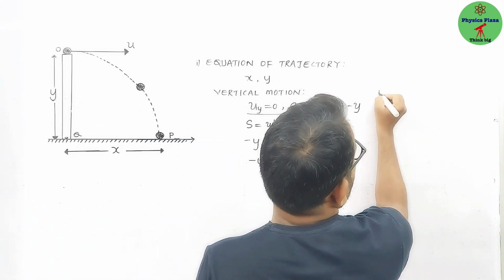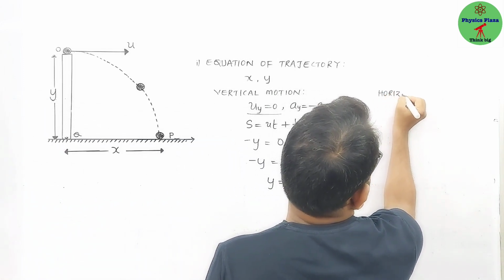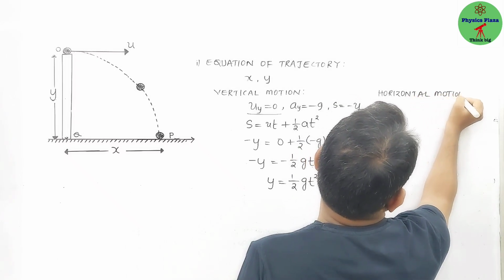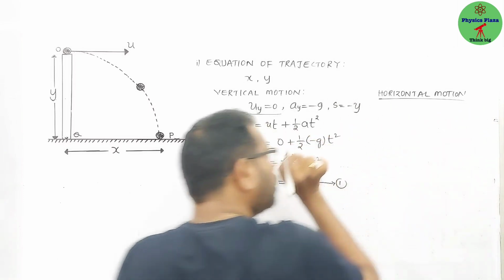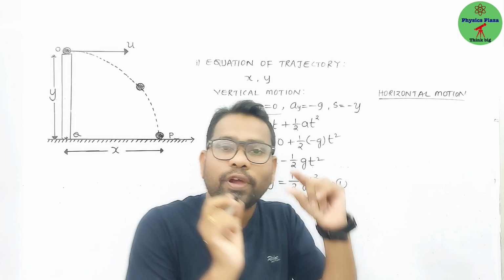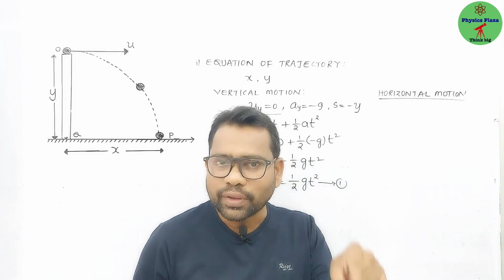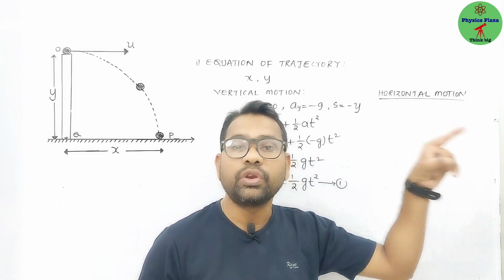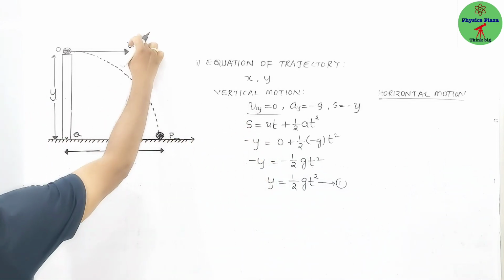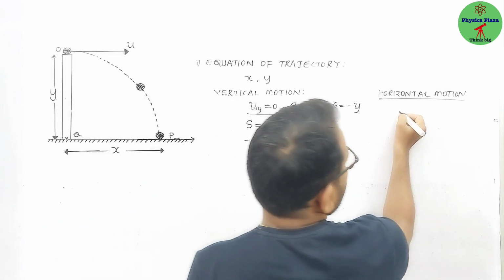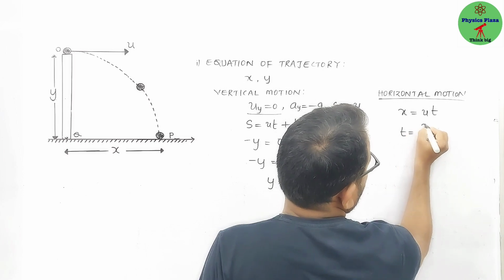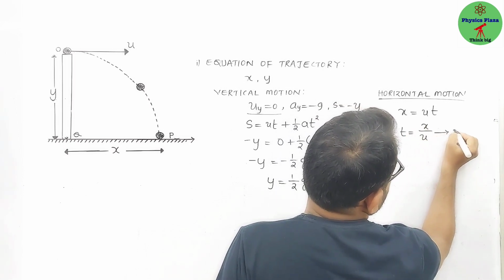Now let us consider the horizontal motion too. Dear children, along the horizontal there is no force acting, hence there is no acceleration, hence the velocity remains constant. We can call it a uniform motion. So simply, distance is equal to speed into time. So x is equal to u into t, and t is equal to x by u. Let us call this equation 2.